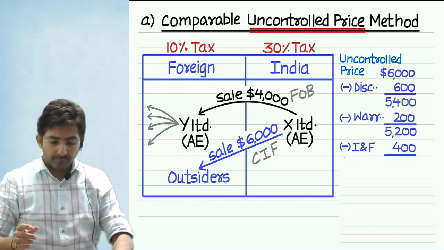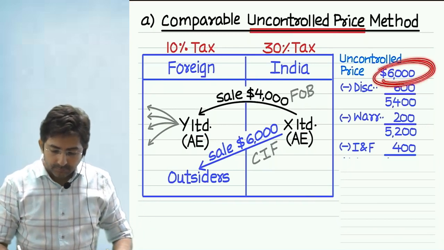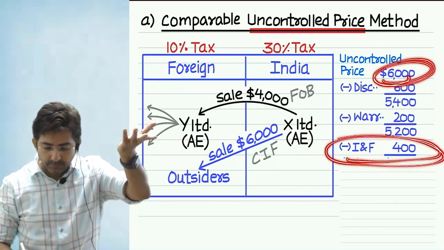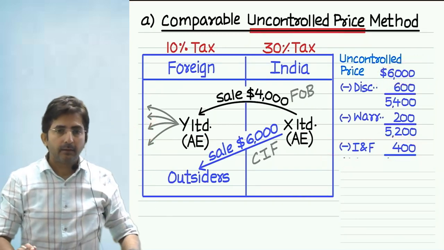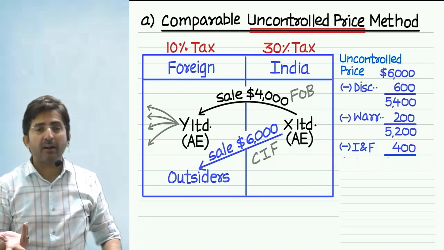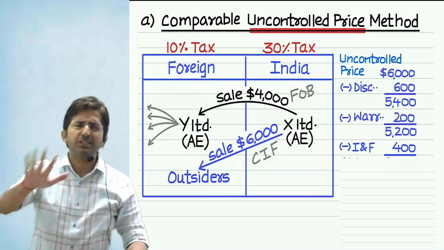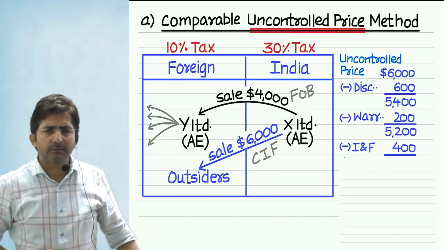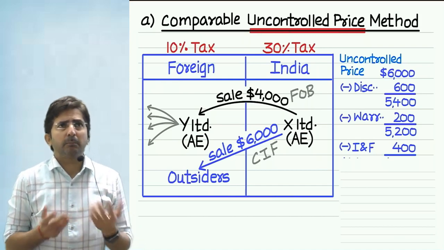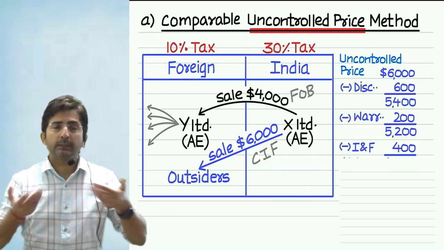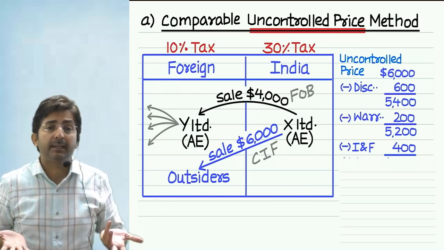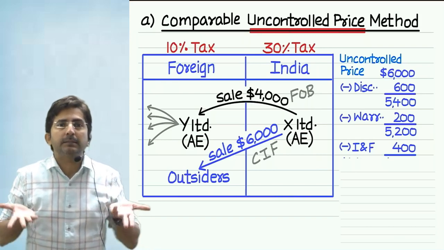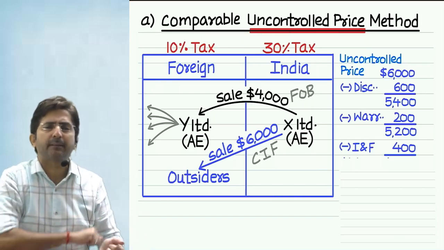What I have done, in this 6,000, on my left hand, I have reduced insurance and freight. Now don't think, how did I get 400? This has to be given in the question. They cannot simply say FOB or CF without giving you the information about the insurance and the freight, because the difference between FOB and CF is because of insurance and freight.